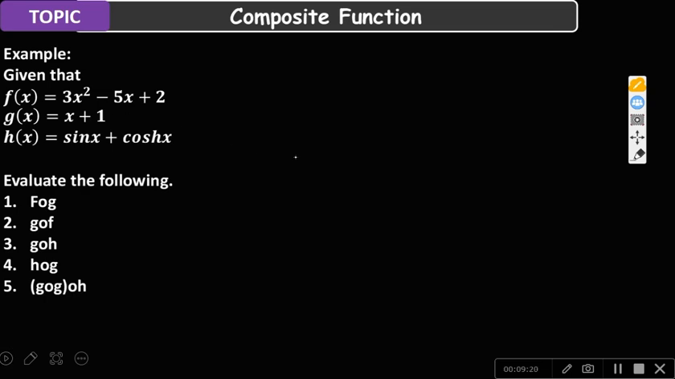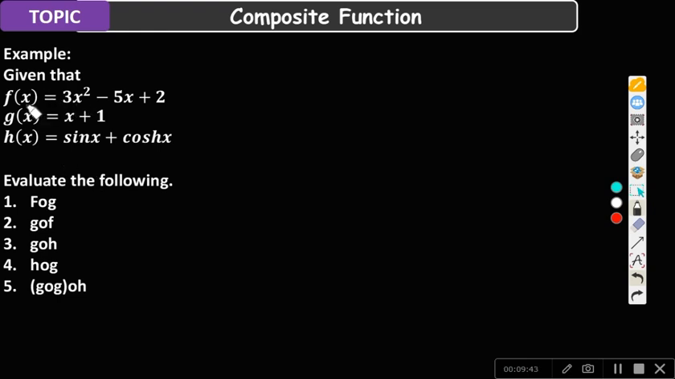The question says, given that f of x is 3x squared minus 5x plus 2, and g of x is x plus 1, and h of x is sin x plus cot x, evaluate the following. The first thing you are asked to evaluate is f of g.